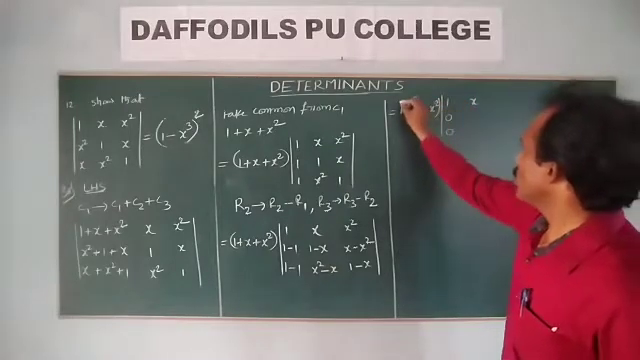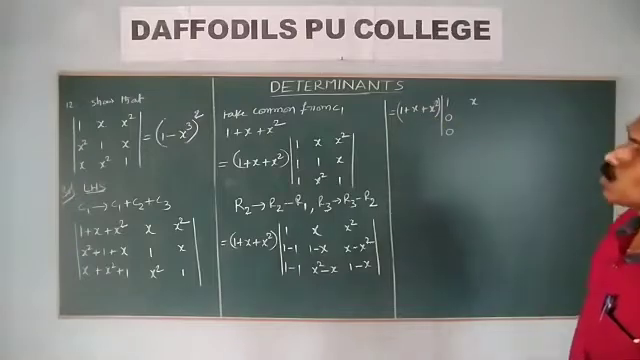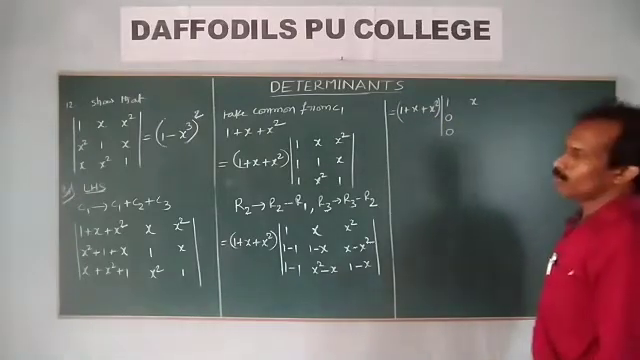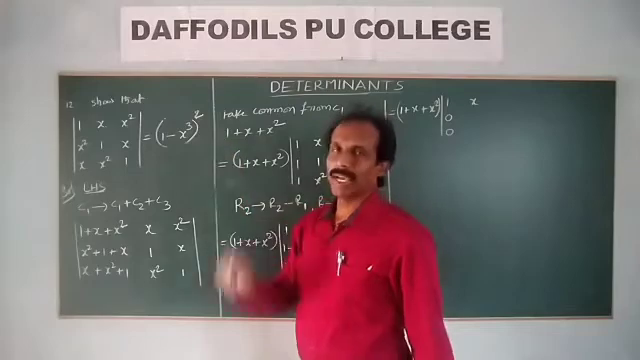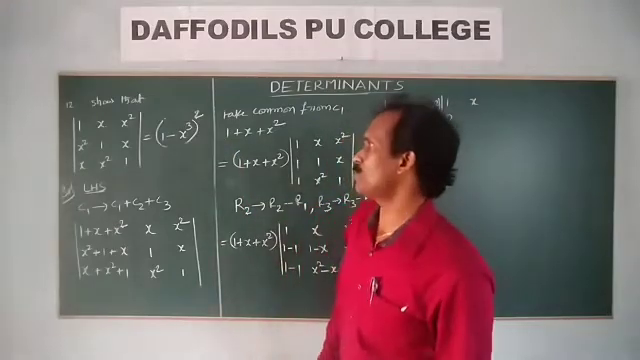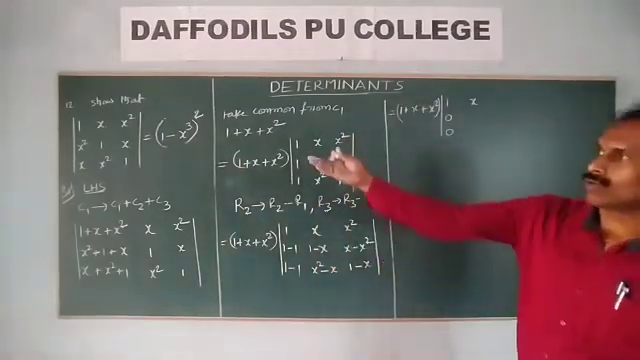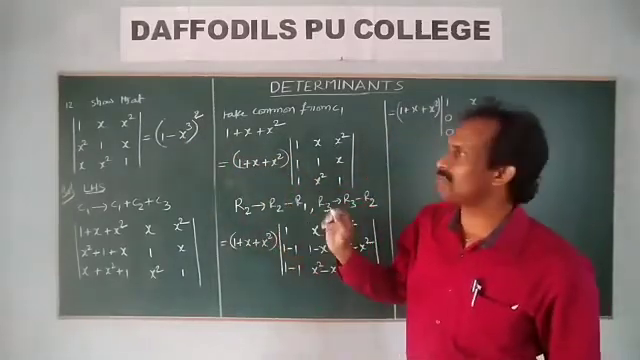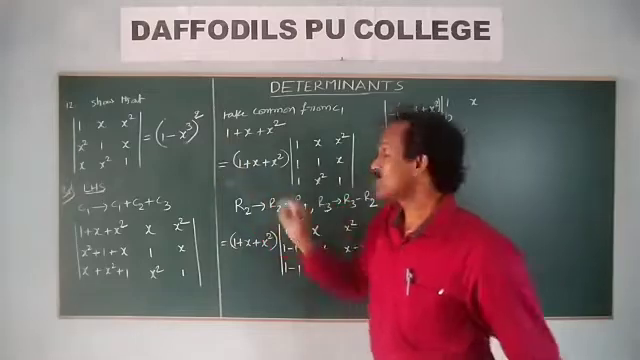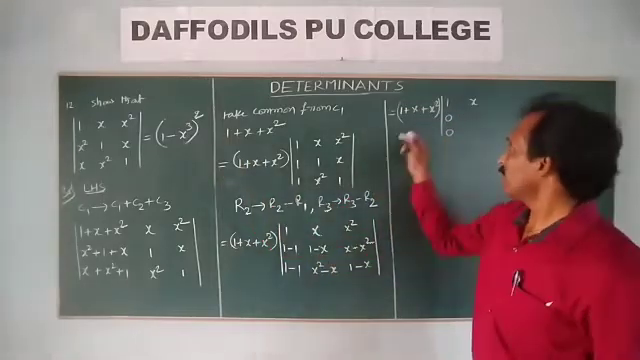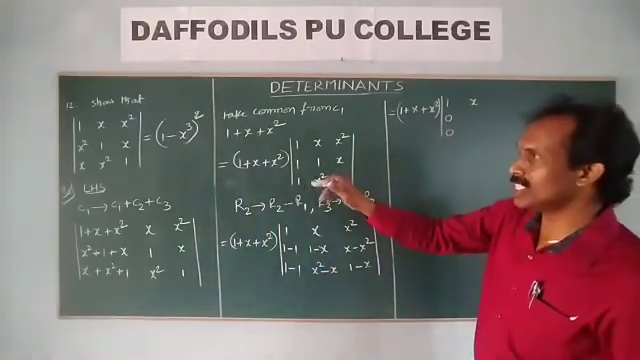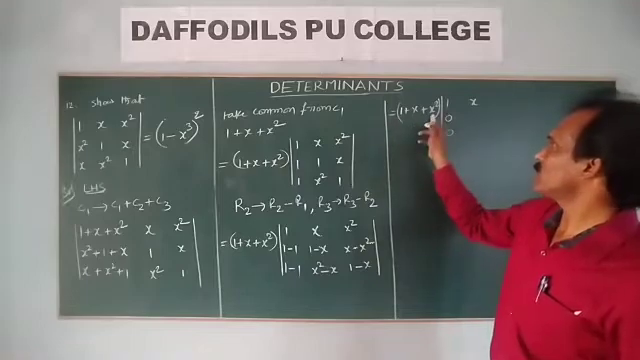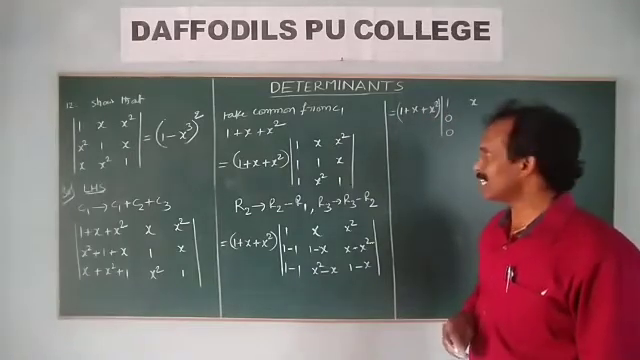Observe that 1 plus x plus x square is there. What we will prove is 1 minus x cube, by the a cube minus b cube formula. I already told you the formula: a minus b, here 1 minus x, into a square plus b square plus ab.